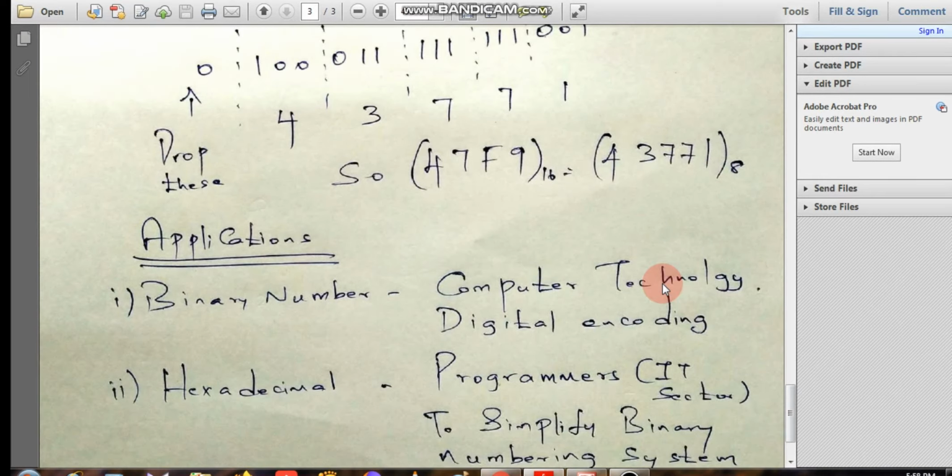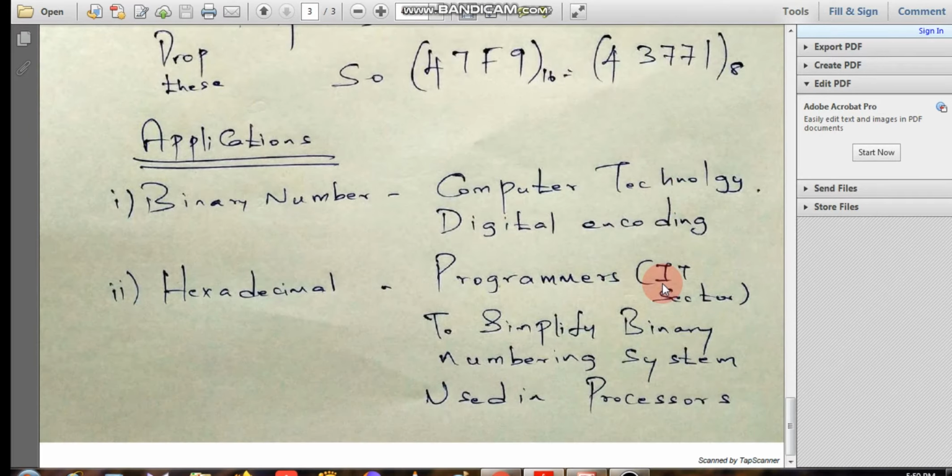So where do we use these number systems? Binary numbers are used in computer technology and digital encoding, whereas hexadecimal numbers are used by IT programmers to simplify the binary number system. It is especially used in processors: whenever you write code in a high level language and you are supposed to embed that code in the controller, the high level language code can be converted into hexadecimal form, and the hexadecimal form is embedded or coded into the processor. It is very user friendly with the processor.